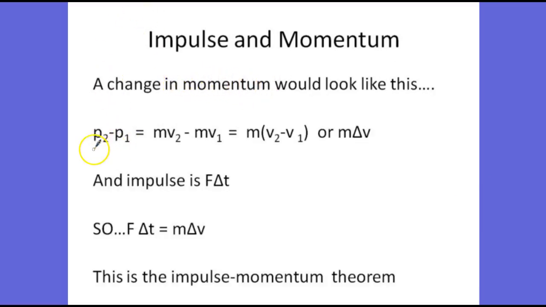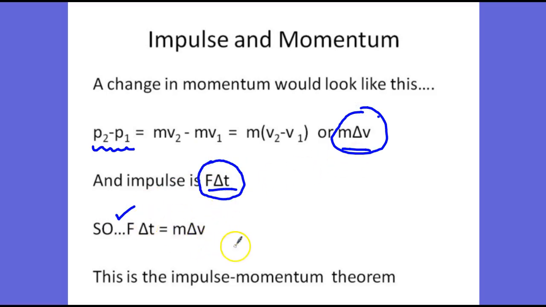Okay, so impulse is equal to a change in momentum. Well, a change in momentum would look like the mass times the final velocity, this is the final momentum, minus the mass times the initial velocity. You can factor that mass out, and it ends up being m delta v, or mass times a change in velocity. And impulse is also force times change in time. So if impulse is this and impulse is this, then we can write those two things as being equivalent to each other, and this is called the impulse momentum theorem.